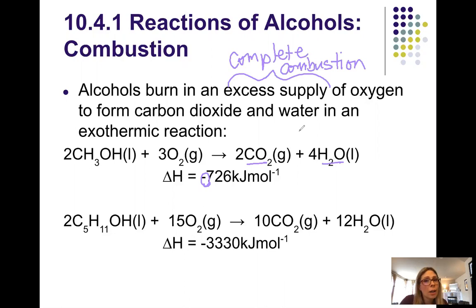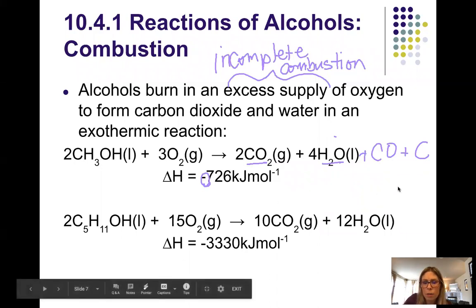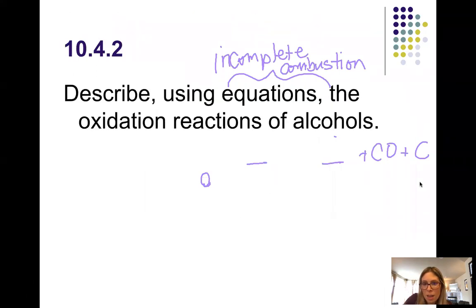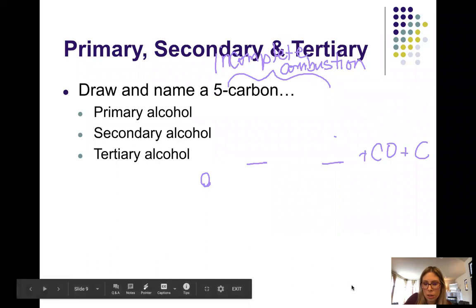Along with that, I could ask you a question, or IB could ask you a question of what the products would be in an incomplete combustion reaction, and you know that if it was incomplete, then we would add the products of both carbon monoxide and just carbon, which again, both of those are going to be toxic substances. All right, so nothing too new with that other than the fact that alcohols also are good at combusting. And next up, gotta clear it.